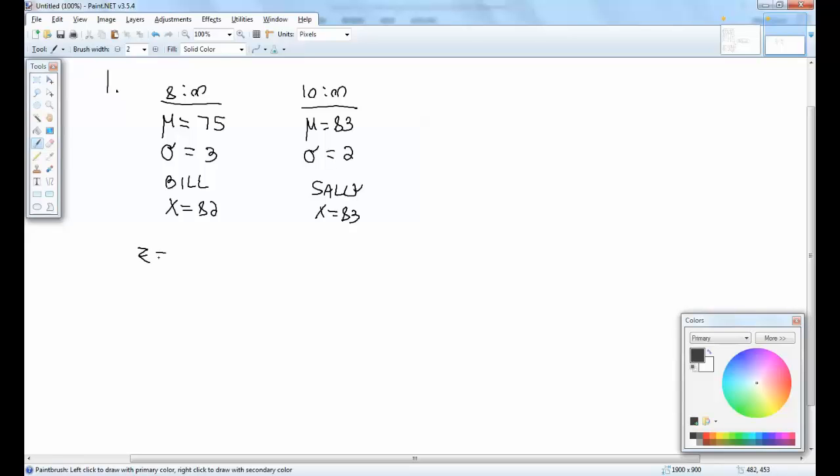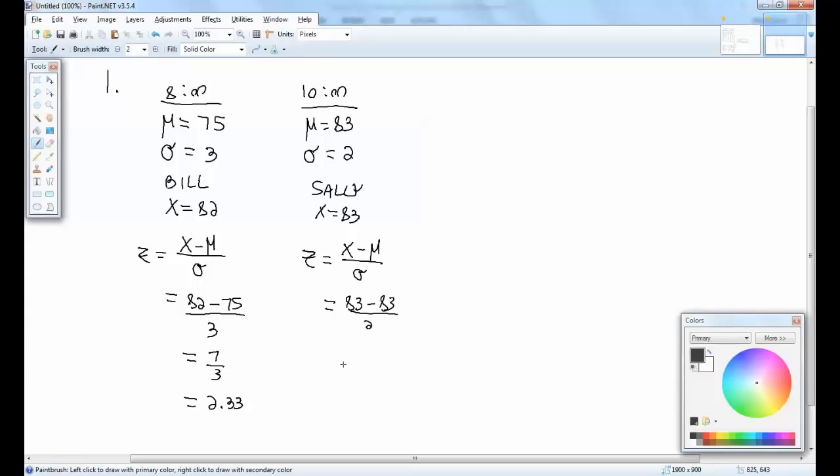So we're going to calculate the Z-score for each person. So for Bill, we got x minus mu over sigma. Well, x is 82 minus mu, which is 75, all over sigma, which is 3. And what's that give us? 7 over 3, which gives us 2 1/3 or 2.33 rounded to 2 decimal places. We'll do the same thing with Sally. Same formula, x minus mu over sigma. So we got 83 minus mu, which is 83, over sigma, which is 2. So that's 0 over 2, or 0.